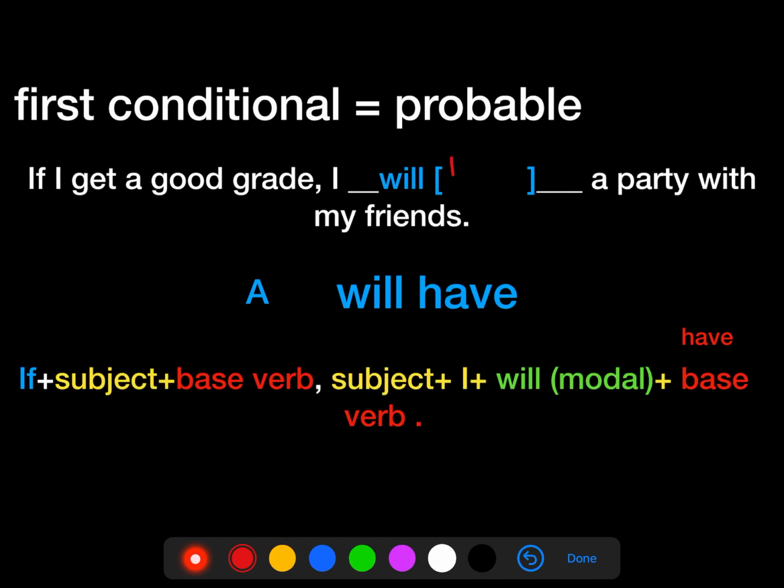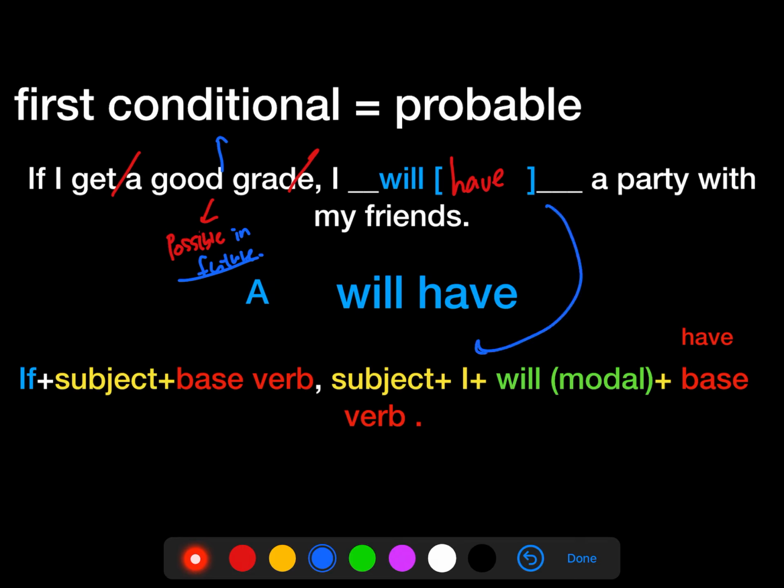So I'll read the sentence for you. If I get a good grade, I will have a party with my friends. One more time. If I get a good grade, I will have a party with my friends. So getting a good grade is possible in future. That's why we use the first conditional.